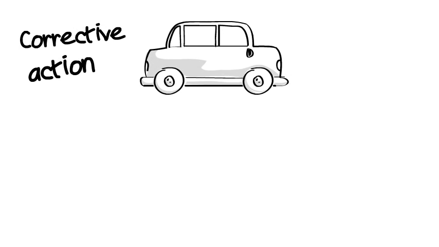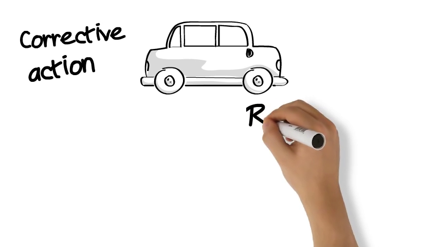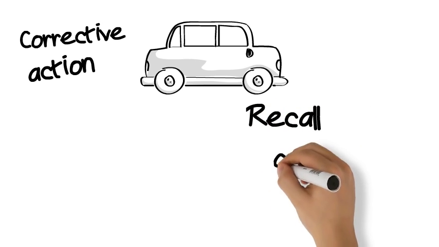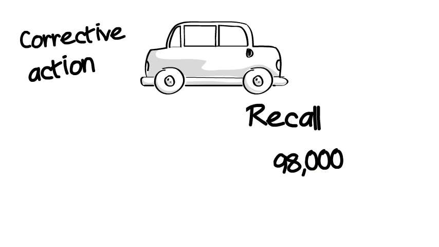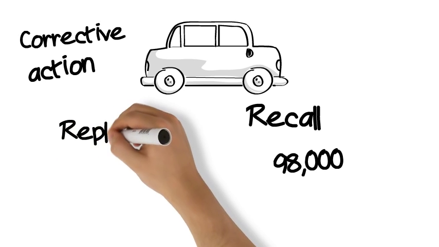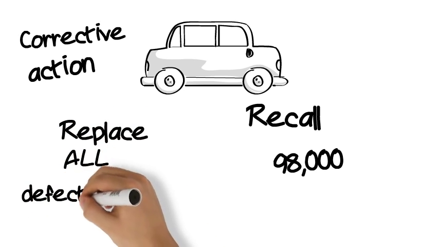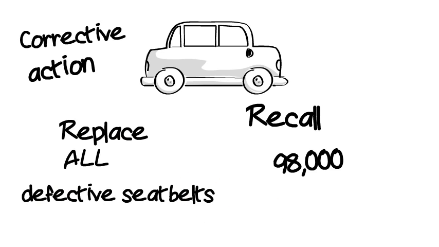A malfunctioning seatbelt was seen by the auto manufacturer as a safety concern, and they also decided to proceed with a corrective action. A recall was issued on all 98,000 of the model Zippy Safe Ts. It was easy to determine seatbelts with a misaligned clip. Wherever that was found, the seatbelt was replaced as a corrective action to prevent recurrence of this defect.